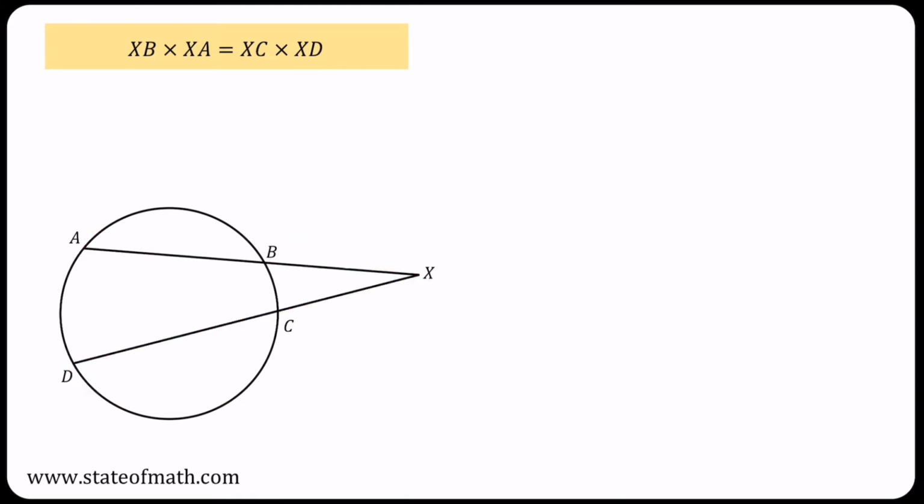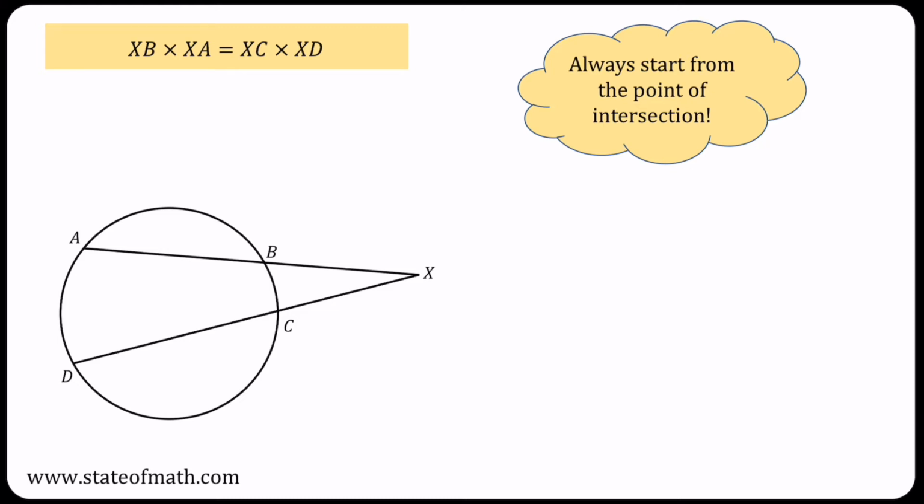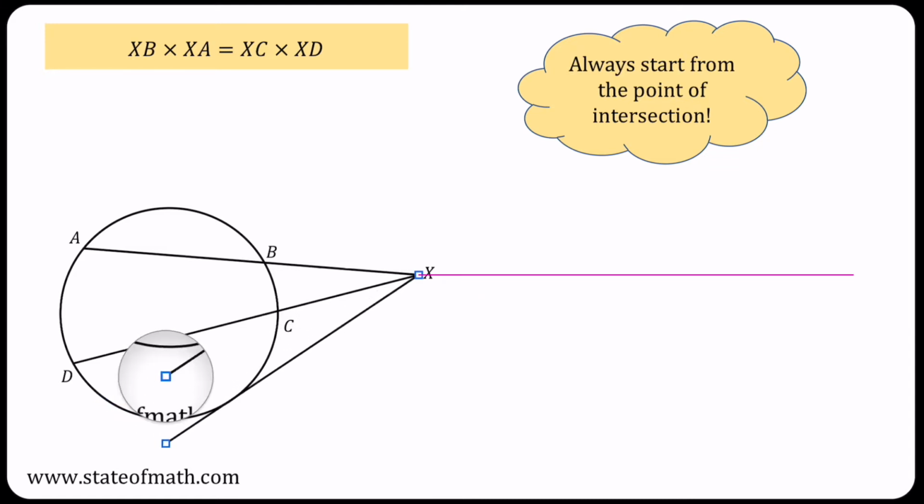We remember as always that we start from the point of intersection. That's a key point here. So what I will do is that I will take the chord DC and I will start moving it until D and C collapse together and DC becomes a tangent. There it is. So the point at which the tangent touches the circle, I will call it C.